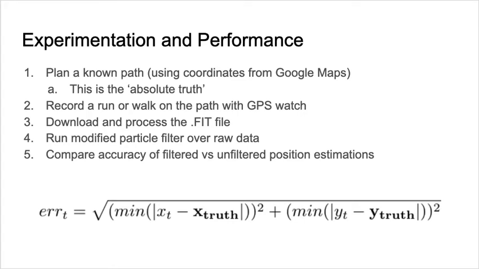To compare the accuracy of the filter versus the unfiltered position estimation, I'll be using the equation shown here on the bottom. This is the same equation that we used in labs 3 and 4 to calculate the RMS error. Basically it calculates how far away the estimated position is from the nearest point on the known path, or the absolute truth path. And averaging that error over the whole trial is a pretty good estimate of the position accuracy.